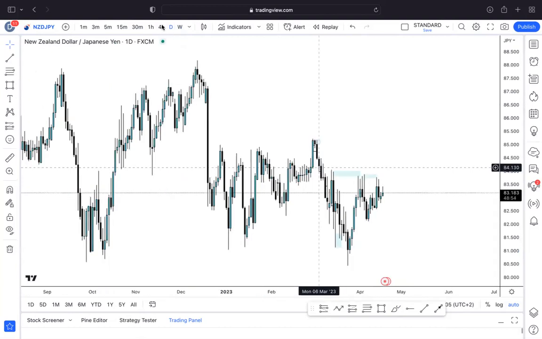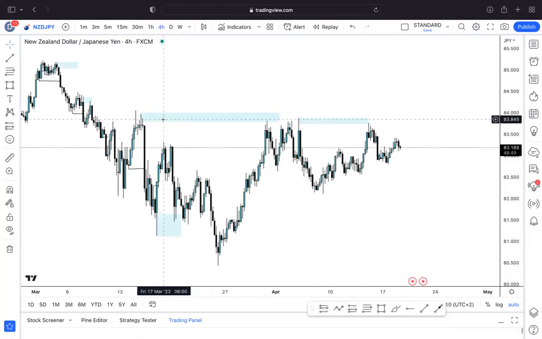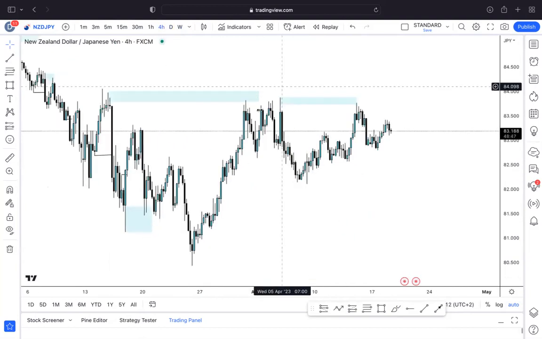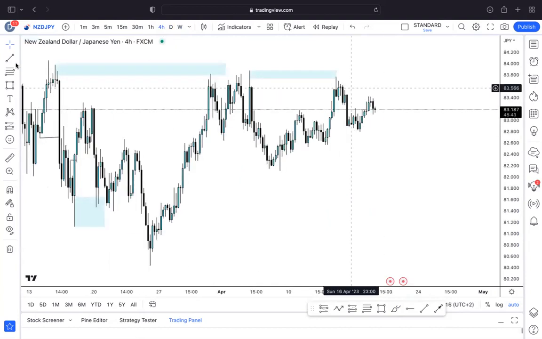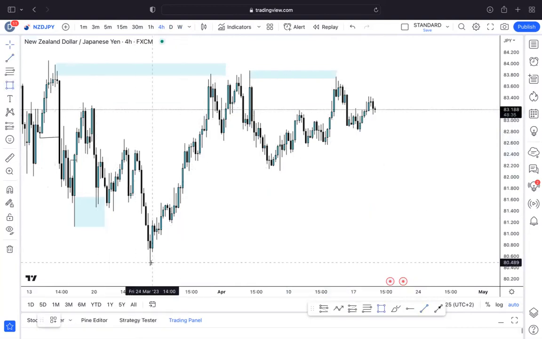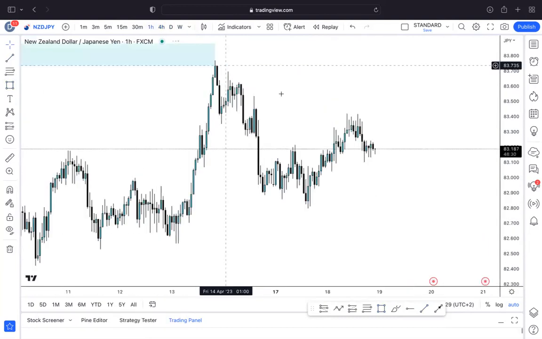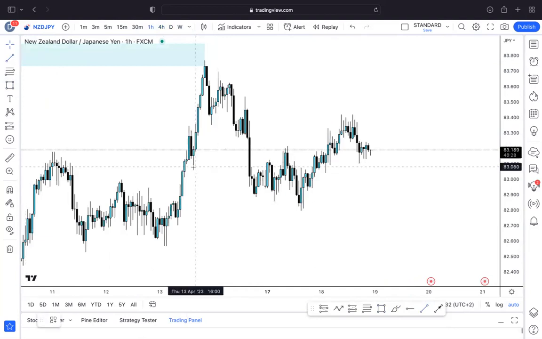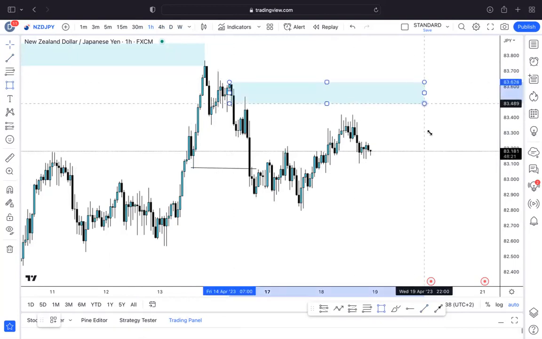NZDJPY. So remember I was saying, the one I've been trading. So you have this high, broken, broken, broken. Liquidity being built up here, which will probably be swept. And then the next zone is just this one. So the daily, that's a weak high, weak low. So just be wary that the market could go higher because it still looks bullish.